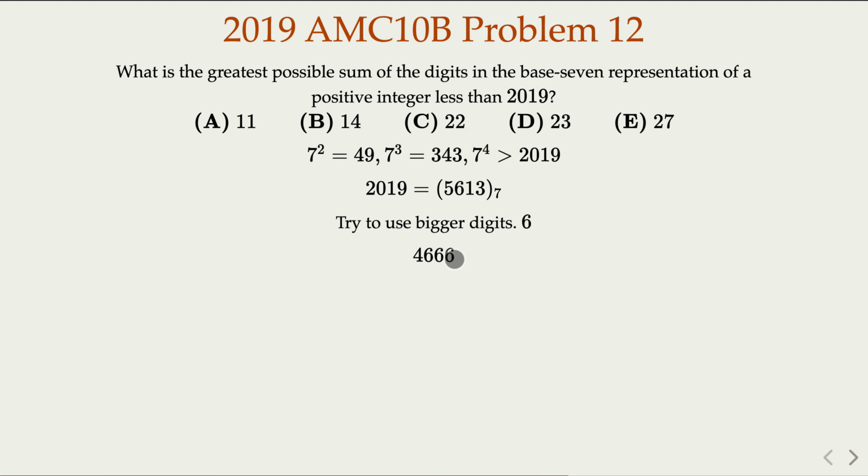Okay, what is the sum of digits here? You can just add it up. So the answer is 22. Okay, that's base 7.